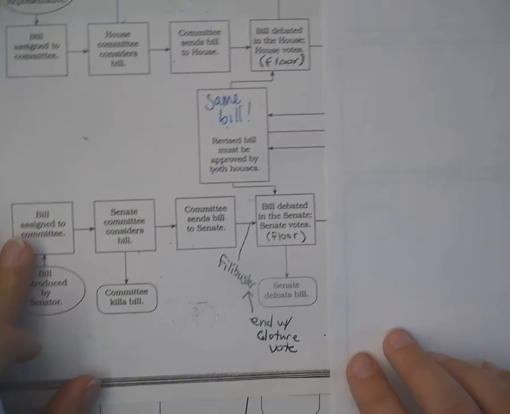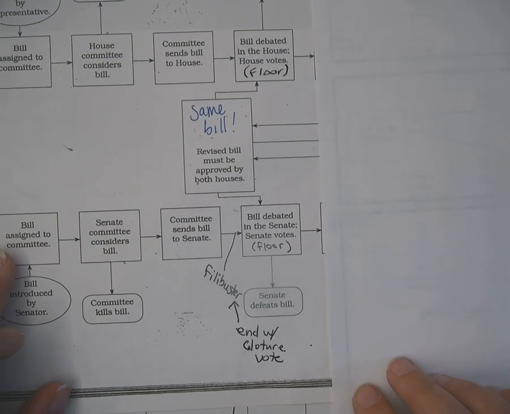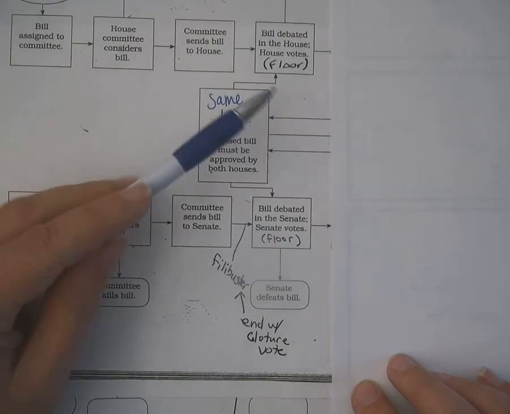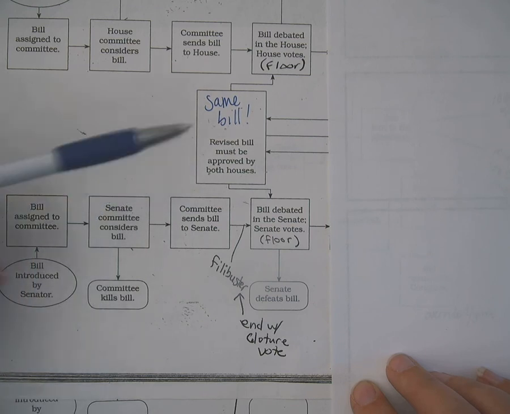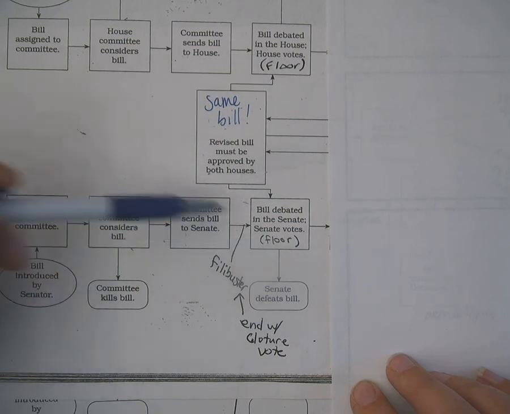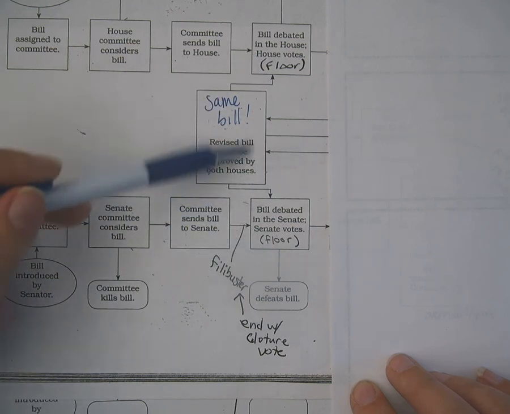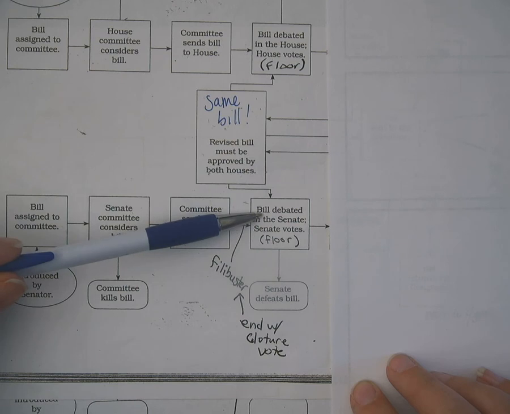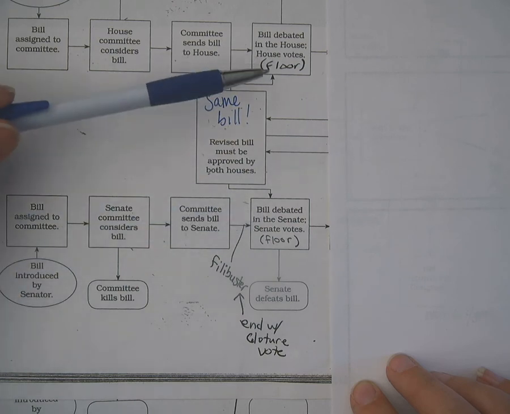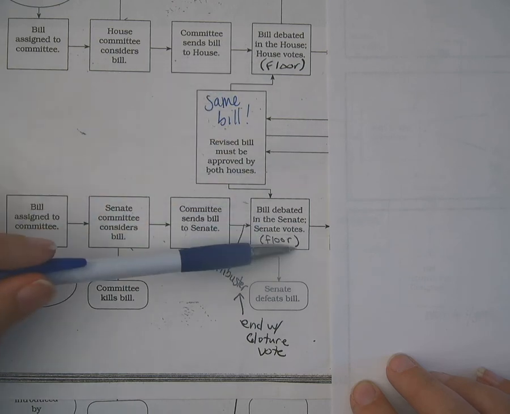Now, if they both pass a bill and it's different, it has to be revised to be the same. Now, you learned in middle school that they go back and forth, they make a committee and they work on the same bill. That's actually not what's happening nowadays. They're doing what's called ping-ponging. They pass their version, send it over there. They pass their version, they send it back here.